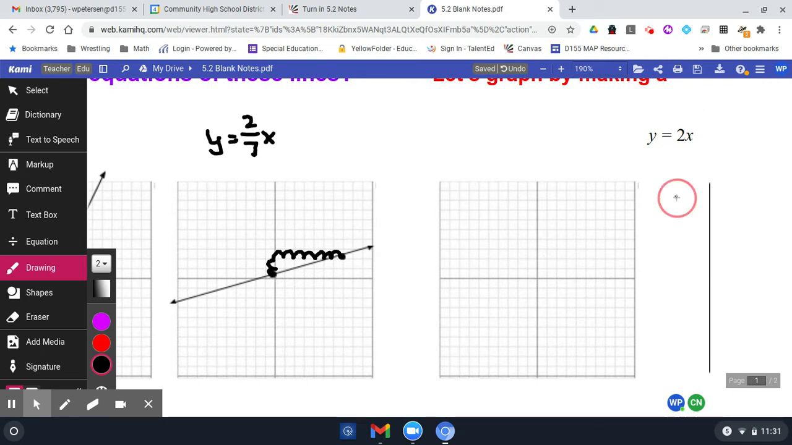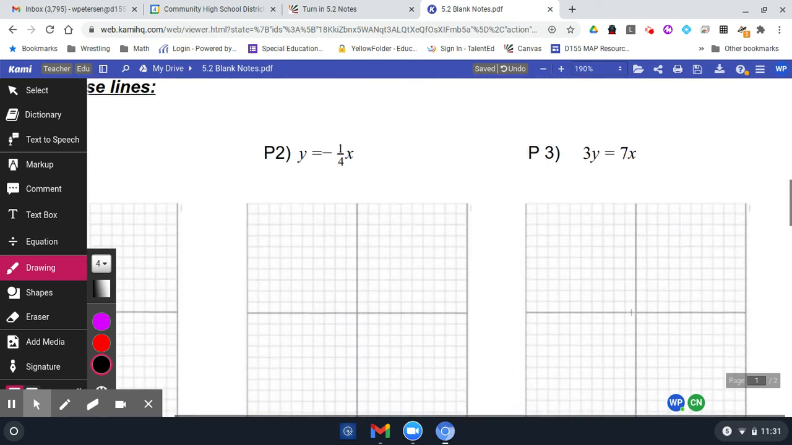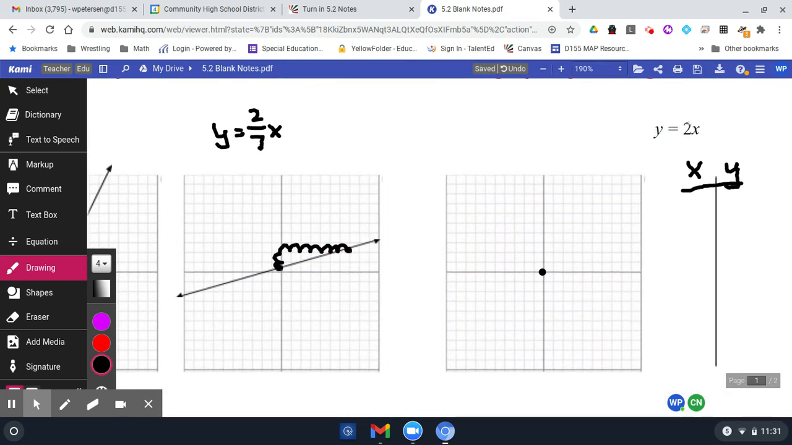You guys can do a T-chart like we did in class, okay, X and Y, and you can plug in numbers. Or you can do it the little quicker way. This is good for the future where we know we're going to start at 0, 0 because all of these are going to start at 0, 0. That's what's nice about direct variation. Our first point is always at 0, 0. Our next point we use our slope.